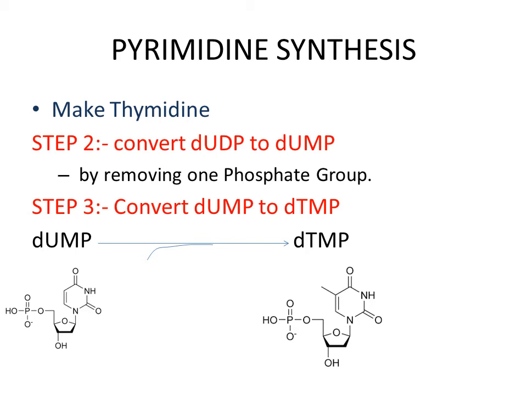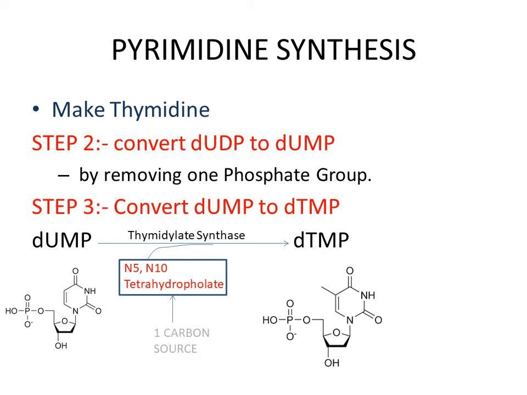We do that with the enzyme thymidylate synthase and N5,N10-methylene tetrahydrofolate. N5,N10-methylene tetrahydrofolate is the one-carbon source for dTMP. So the dTMP will have one extra carbon added to the structure from dUMP.